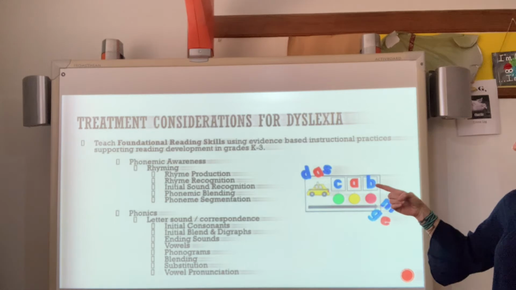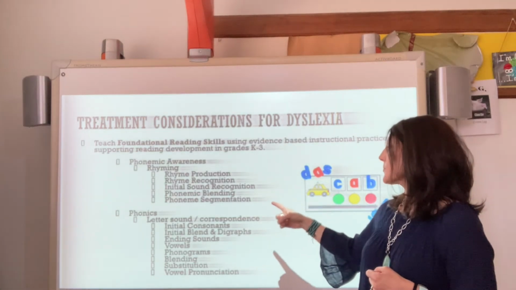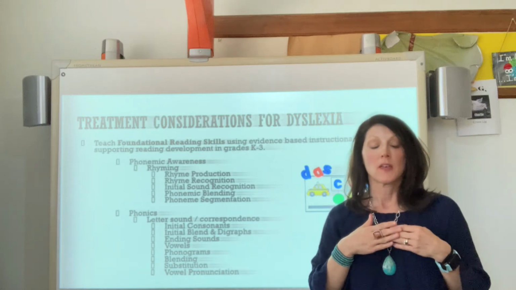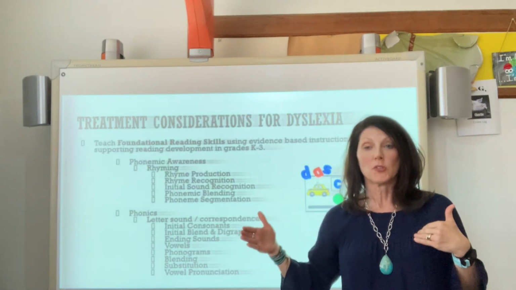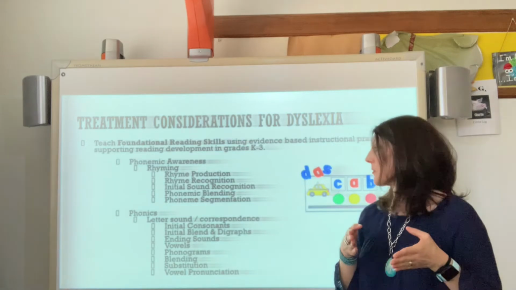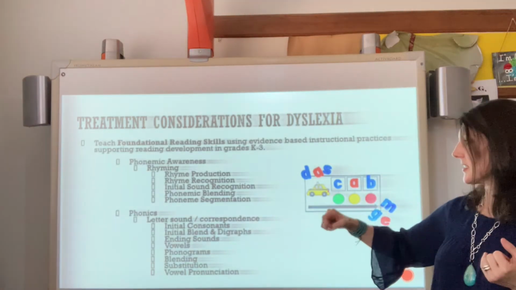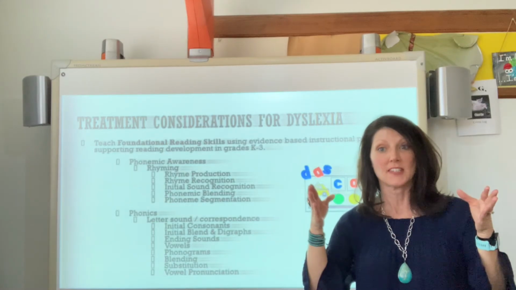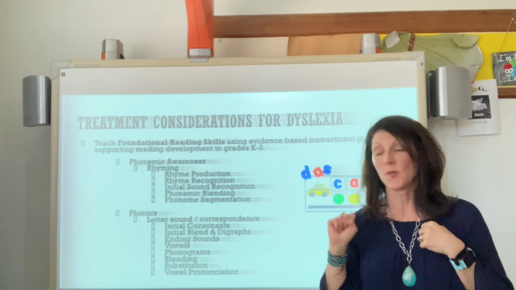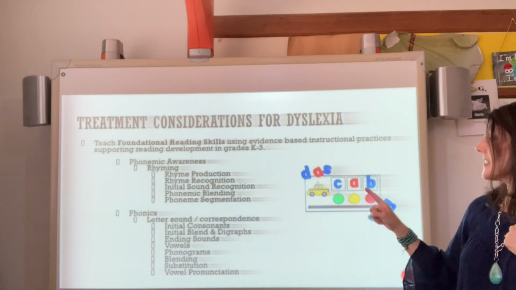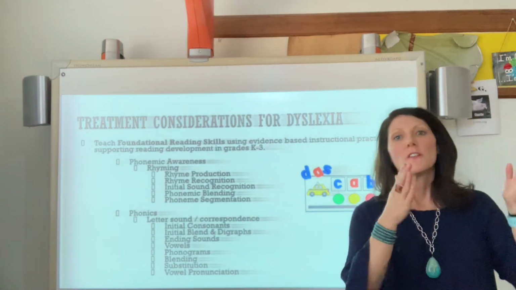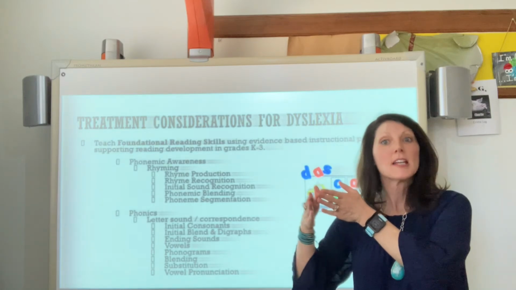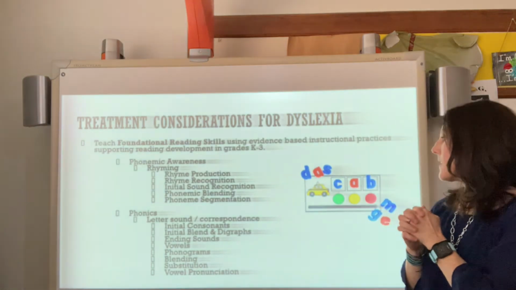Phonics: letter sound correspondence, initial consonants. So we want to break up the alphabetic principle down into small components. We want to focus on initial consonants, initial blends, digraphs. Okay, so they can see that three letters make one sound, two letters make one sound. Ending sounds. Okay, so we have to follow through, and here's our ending sound. And sometimes the ending sound can be a blend.